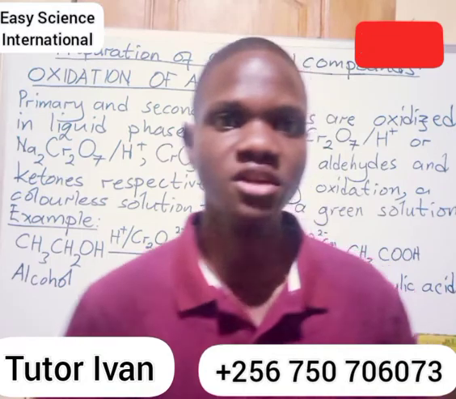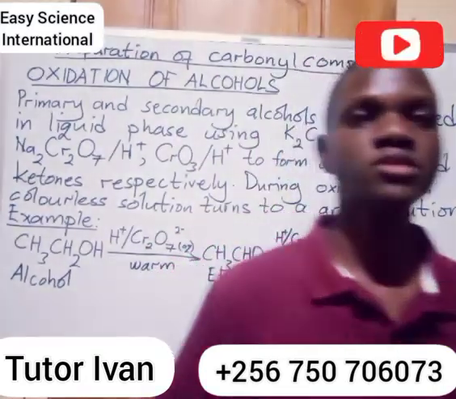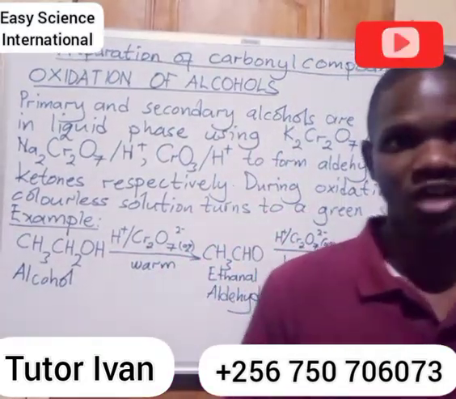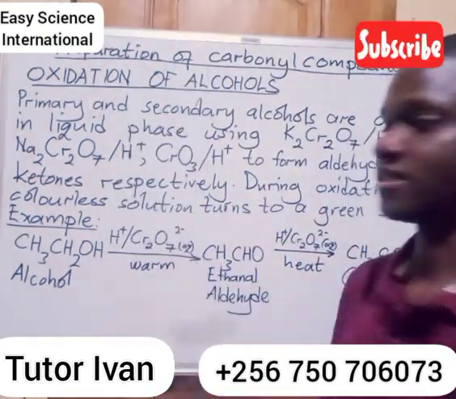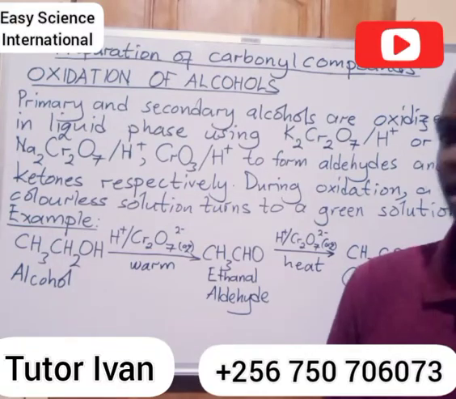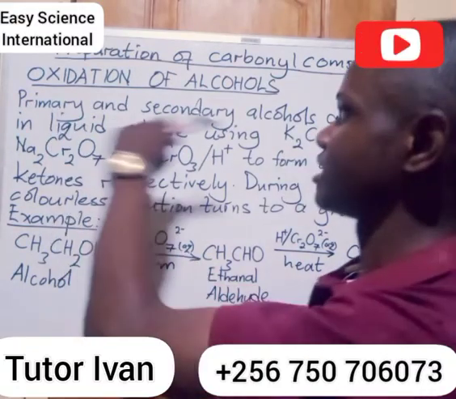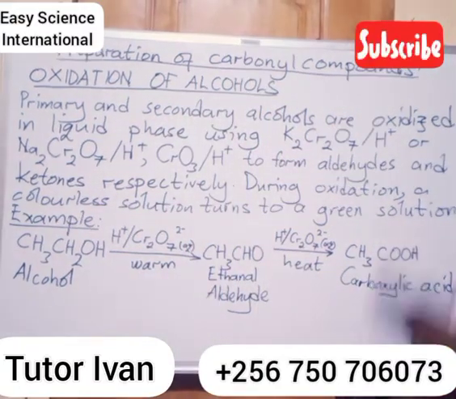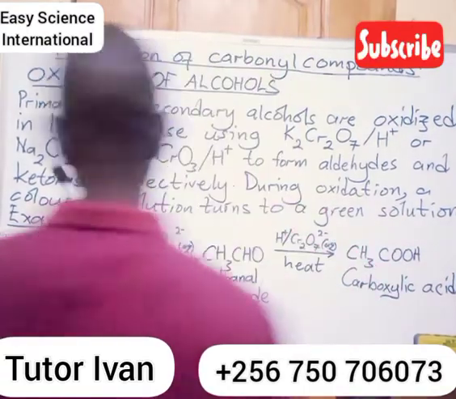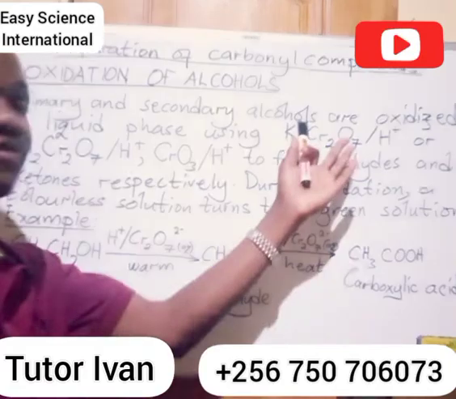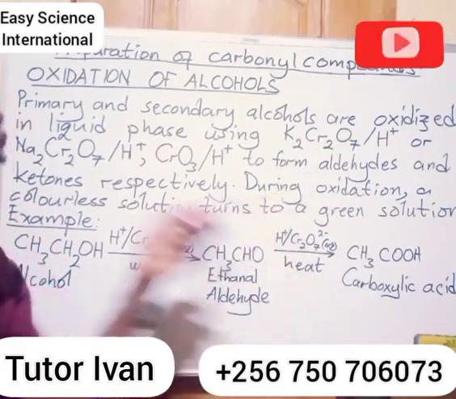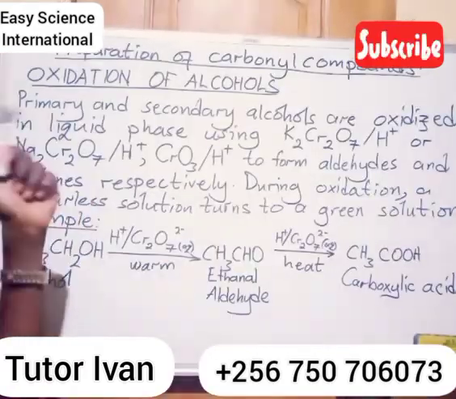Well, the first method of preparation of carbonyl compounds is the oxidation of alcohols or the alkanols. Well, this is our first method of preparation we are looking at, and basically primary and secondary alcohols are oxidized in liquid phase using potassium dichromate 7 but acidified, or acidified sodium dichromate 7.